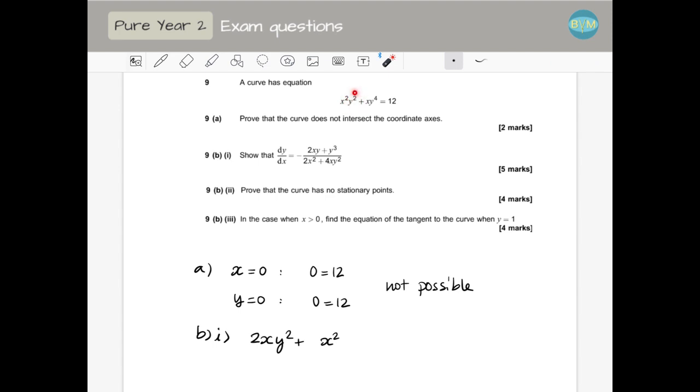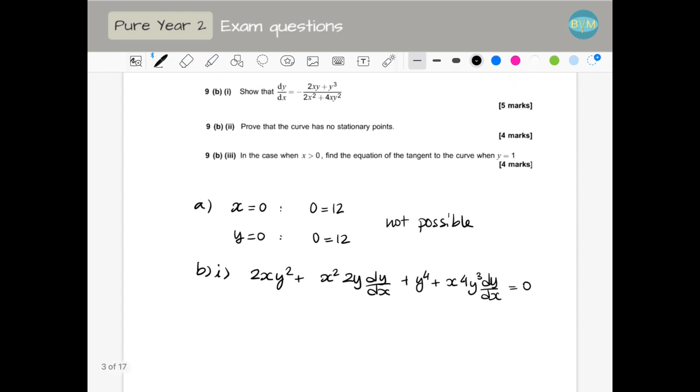So the derivative of y squared is going to be 2y, but now I'm going to multiply by dy by dx. And I'm going to do the same with this second term. It's a product, so derivative of the first one, which is 1, times the second one, plus the first one times the derivative of the second one. So 4x cubed dy by dx. Sorry, this is y cubed. And this is equal to 0.